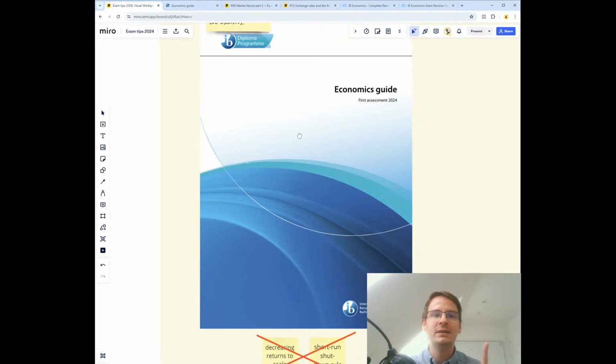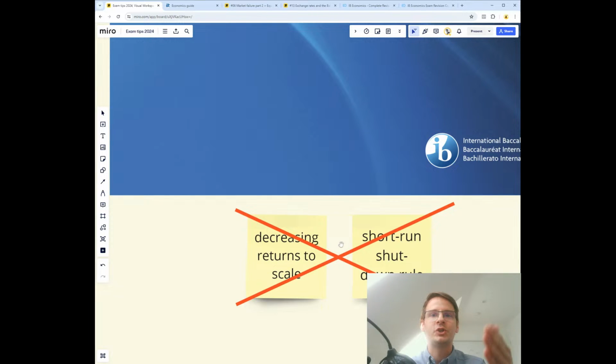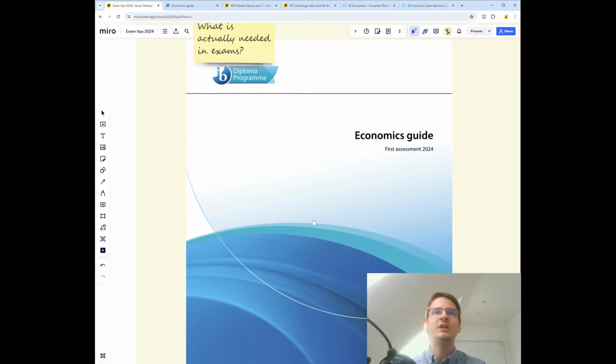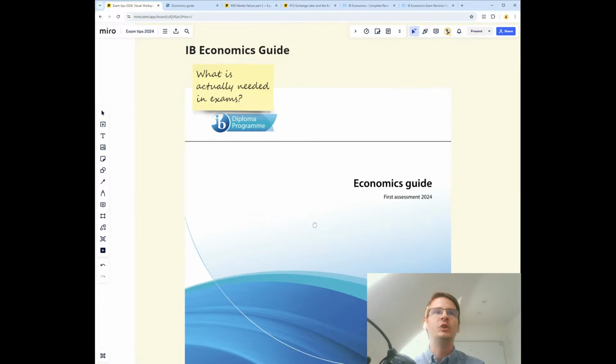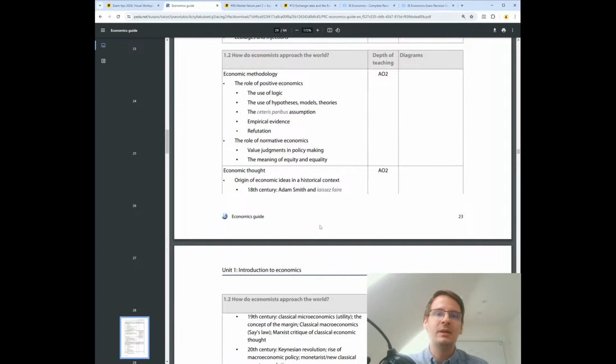Just this week, I had students asking me about decreasing returns to scale, or the short run shutdown rule, or average variable costs. Some teachers teach parts from the old syllabus that will not be in the exam anymore. However, everything which is in here could be part of the exam.